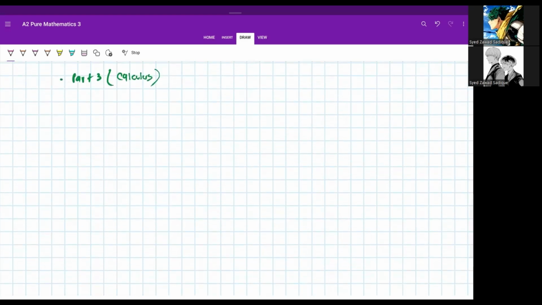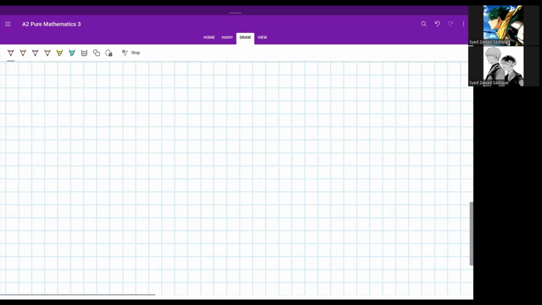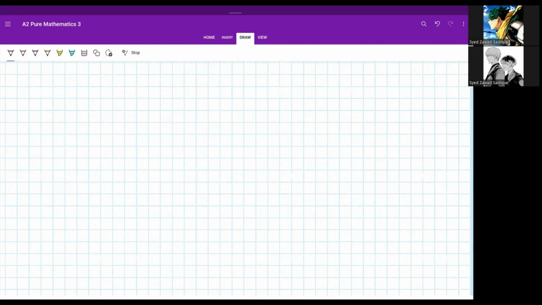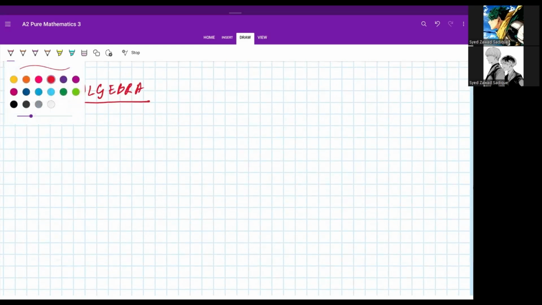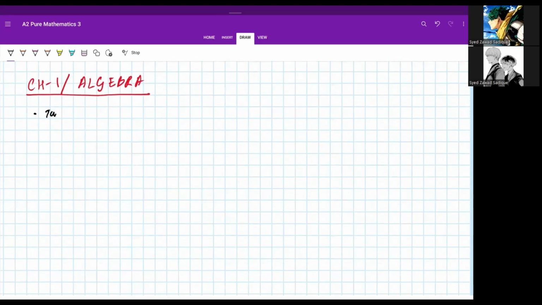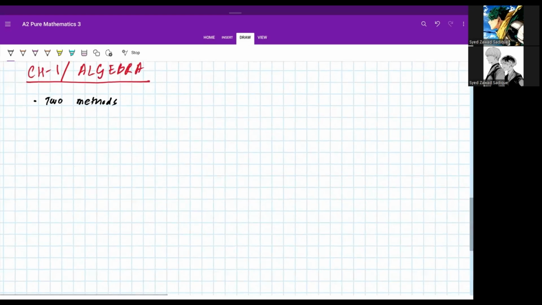Okay, with our chapter one. Chapter one is algebra. Now, in algebra, in A2, we learn two methods. First method is the squaring method, and another method is called the graphical method.